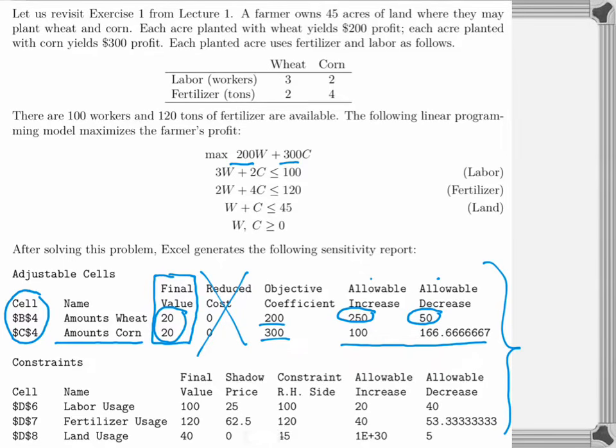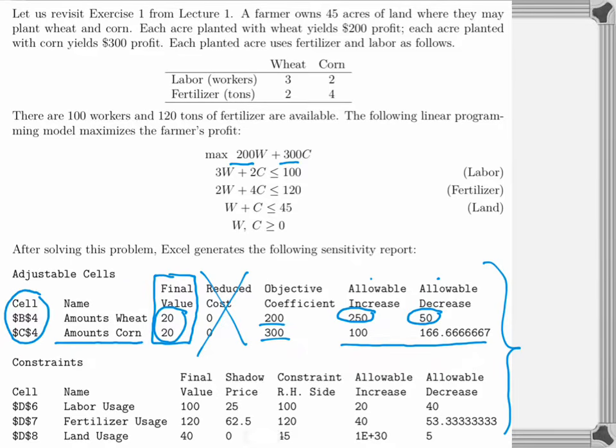Great. So let's say you're looking at a certain change to your model that does not change the optimal solution. For example, what if the profit for corn goes down by $100? Well, it's currently 300. The allowable decrease is over 166. So if you're telling me this is decreasing by 100, meaning it's becoming 200, it's within the allowable, therefore the current solution stays the same.